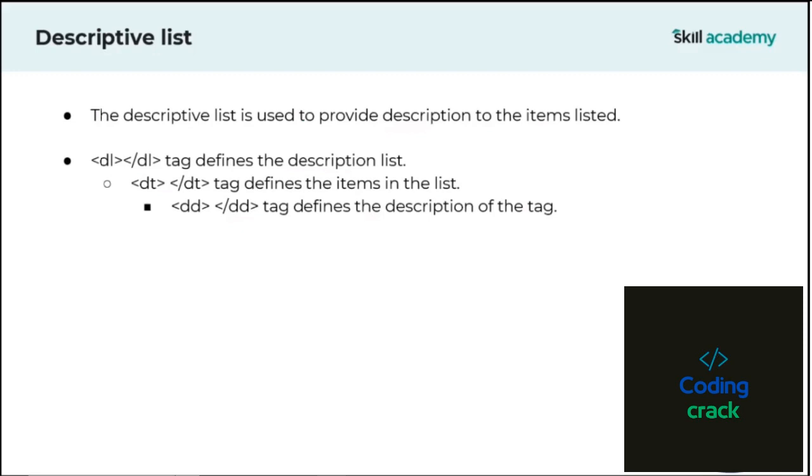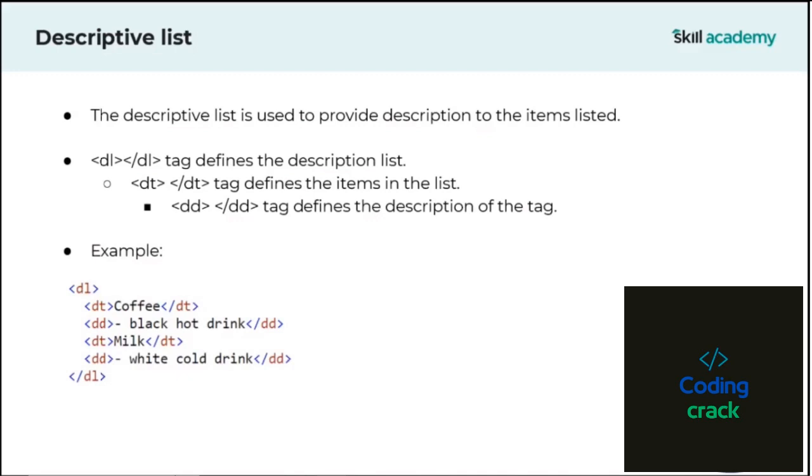Let me show you a quick example of it. It will give you a clear understanding of the descriptive list. Suppose here you need to specify these two items in an HTML page, let's say coffee and milk. But you realize that you need to specify some description as well, that what is the purpose of coffee, what is the purpose of milk. So here you can use a descriptive list.